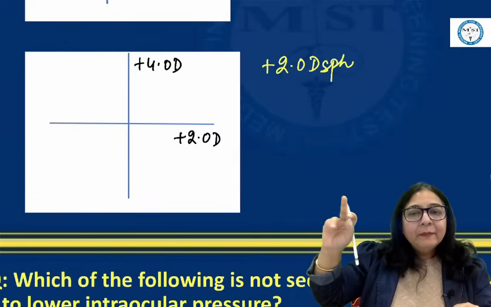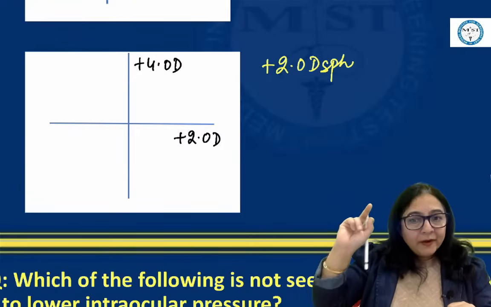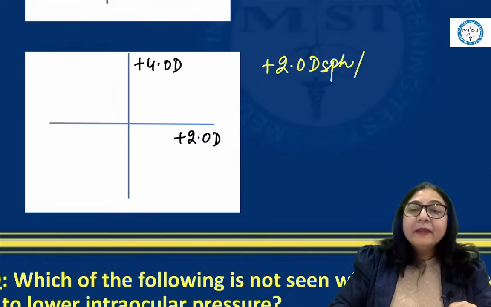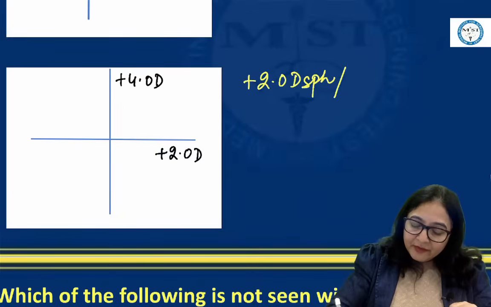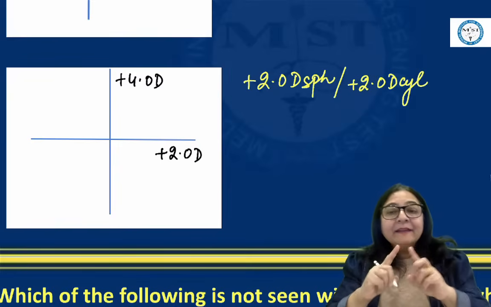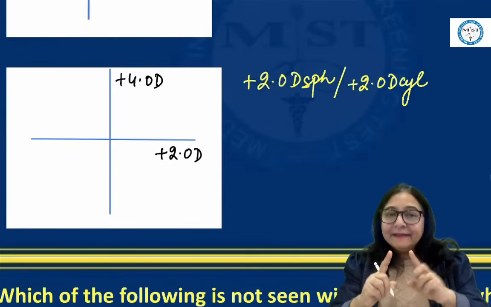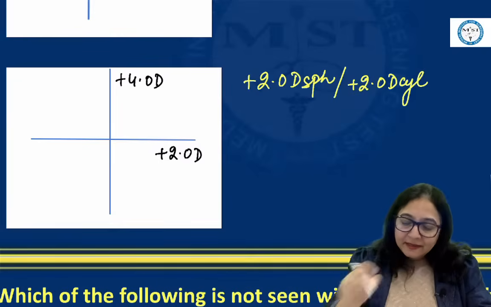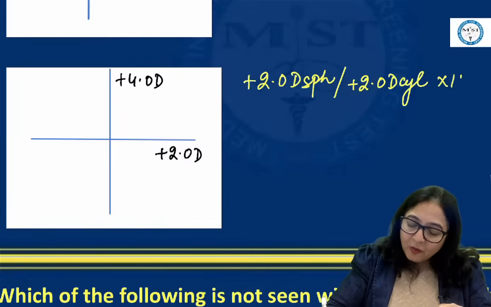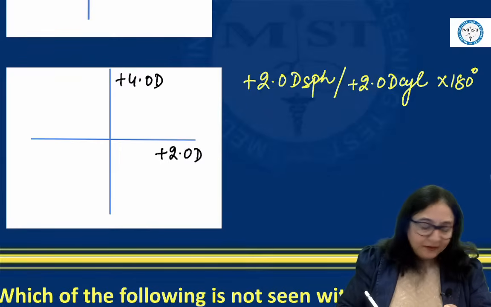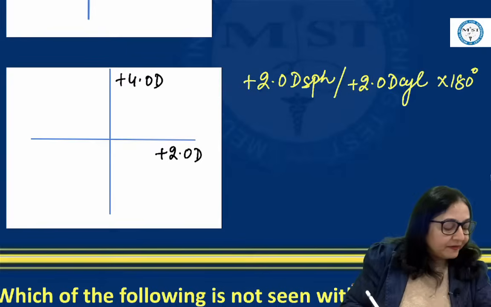But at the vertical meridian, there will be a residual +2 still left. So that will be given as the cylinder. So we'll be giving +2 diopter cylinder. And you know, the cylinder is to be placed at 90 degrees to where it is required. So since the cylinder is required at 90 degrees, it will be placed at 180 degrees. So this will be your glass prescription.